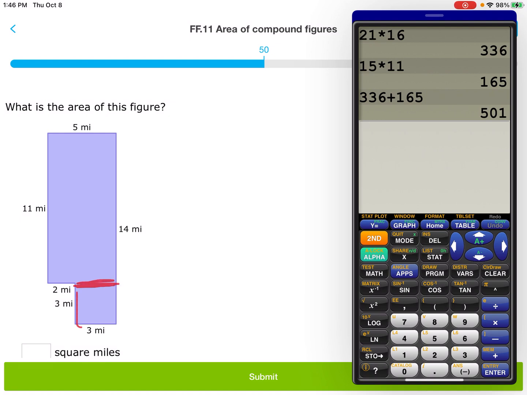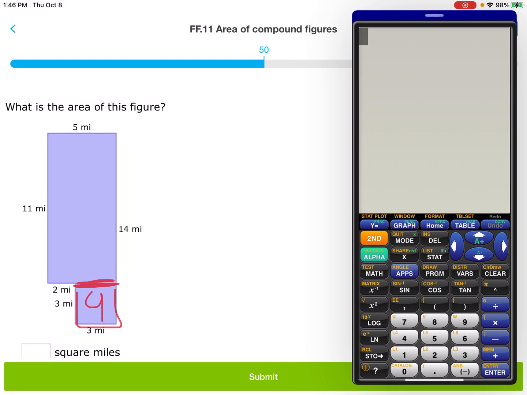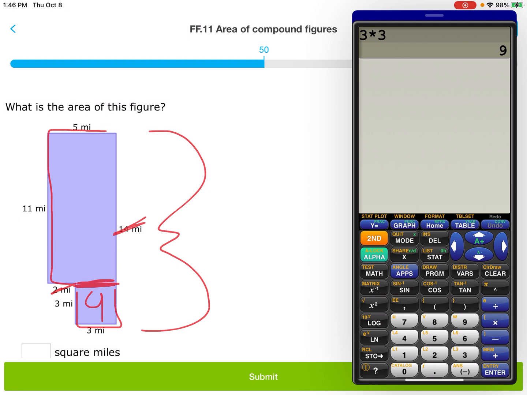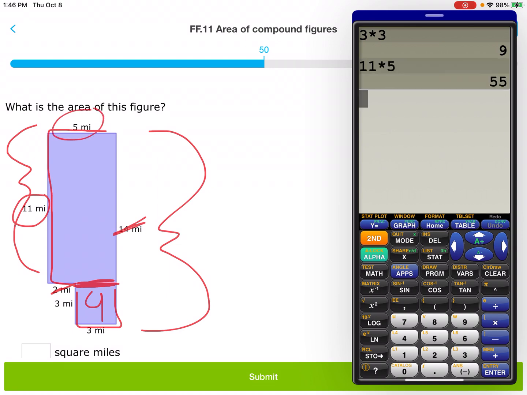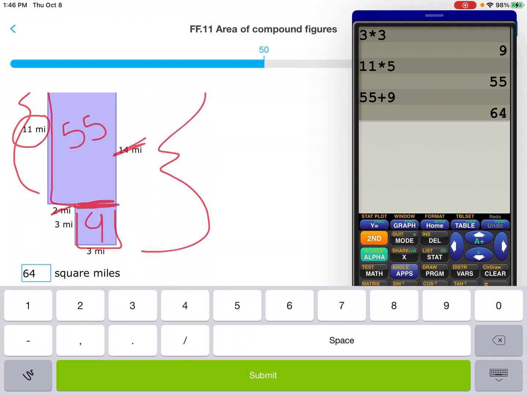So this right here on the end is a 3 by 3 square, which I know is 9, because 3 times 3 is 9. This rectangle right here, I don't want to use that 2, and I don't want to use that 14, because that 14 is representing all of that. I don't want all of that. I just want this part right here, which is 11 and 5. So I'm going to do 11 times 5. That gets me an area of 55. To find the total area, I'm going to add 55 plus 9, and I get 64.